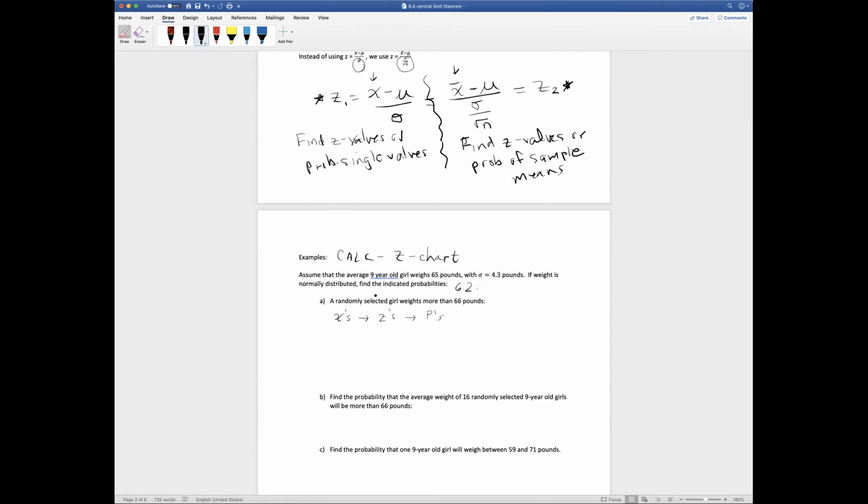Now the part we really need to focus on here is that this is an individual. This is a randomly selected girl. So that means we're dealing with that first formula, that Z1 over there.